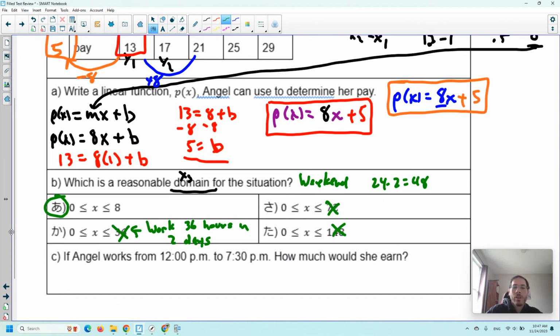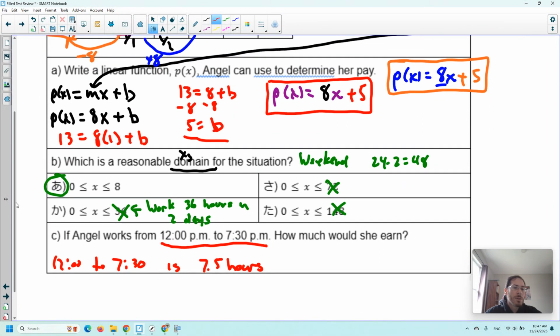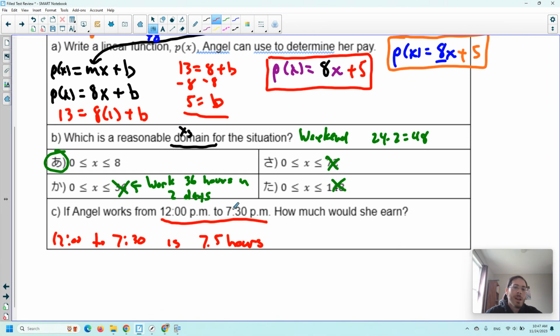And then lastly, we got part C. So Angel's going to work from 12 o'clock to 7:30. How much would she earn? So what we want to do is find out how many hours this is. So from 12 o'clock to 7:30, that is, well, conveniently, just 7.5 hours. Again, if you can't see that, it's actually easiest to turn this into military time. So then you would do 1930 minus 1200, and we would get 730, which is 7.5 hours.